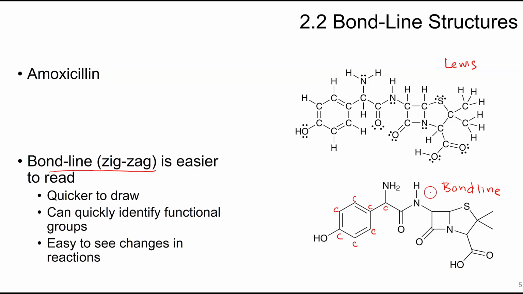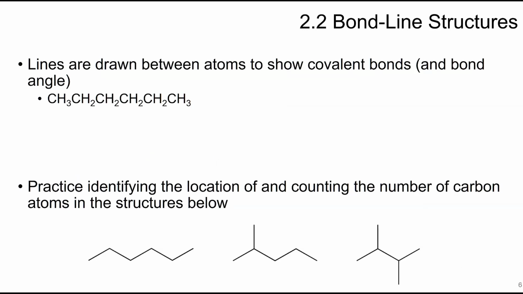If there's hydrogens on heteroatoms like oxygen or nitrogen, those have to be drawn out. Lines are drawn between atoms to show the covalent bonds, and it also shows the bond angle. So if you have this CH3, CH2, CH2, CH2, CH2, CH3, we have 1, 2, 3, 4, 5, 6 carbons. So you drop your pencil and that starts 1. This is 1, 2, 3, 4, 5, 6.